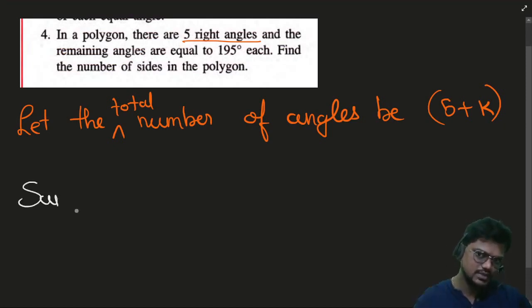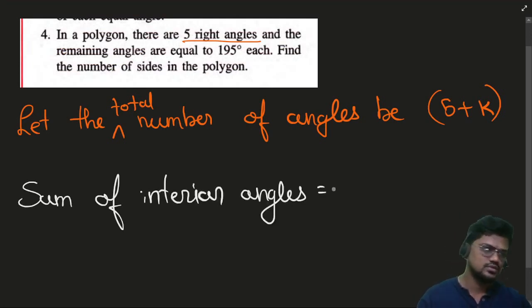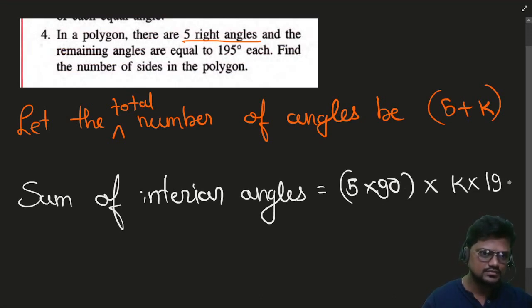So, the sum of interior angles will be what? 2n minus 4 into 90. No, we will not be using that over here. First we will use the given case. As per the given case, there are 5 right angles, so 5 into 90, plus k into 195 degrees, because each of those angles is 195 degrees and we don't know how many there are. So that's why I have written k into 195.